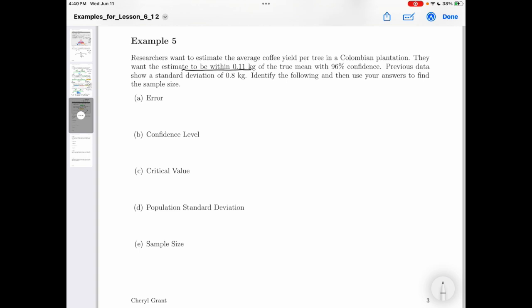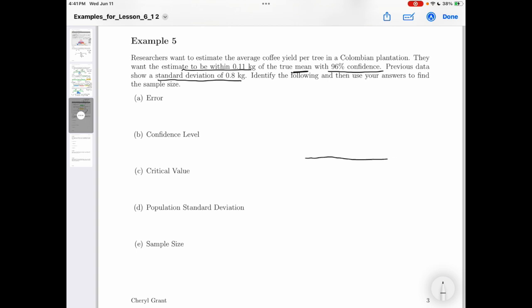They want the estimate to be within 0.11 kilograms of the true mean, and we have a 96% confidence interval. Previous data showed that the standard deviation is 0.8 kilograms. Identify the following and then use your answers to find the sample size.